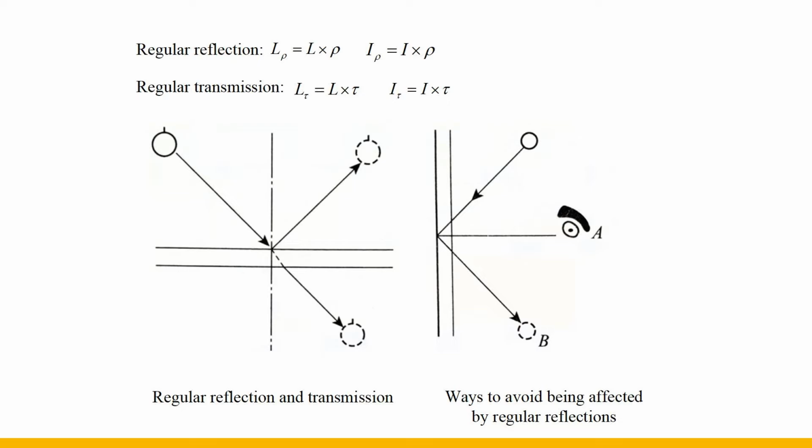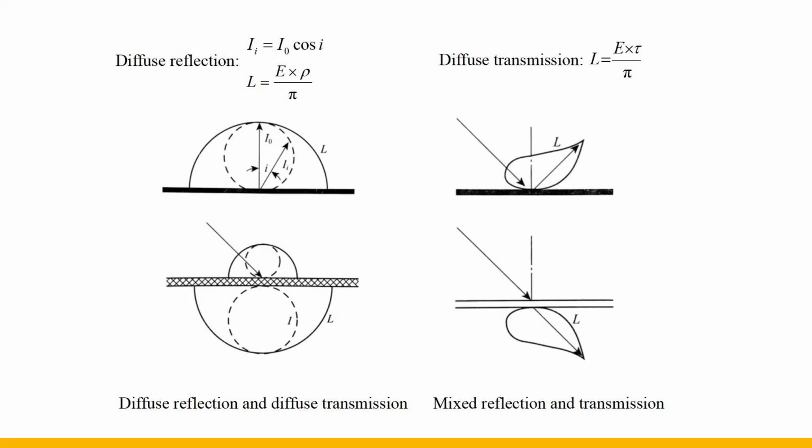The brightness and luminous intensity of the light source after the regular reflection or transmission of the material is smaller than the original brightness and luminous intensity of the light source due to the absorption and reflection of the material, which is equal to the original brightness and luminous intensity multiplied by the light reflectance or light transmittance. Translucent material diffuses and transmits incident light.